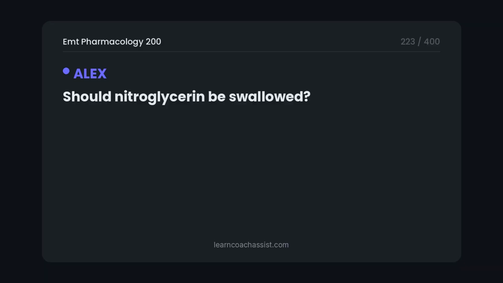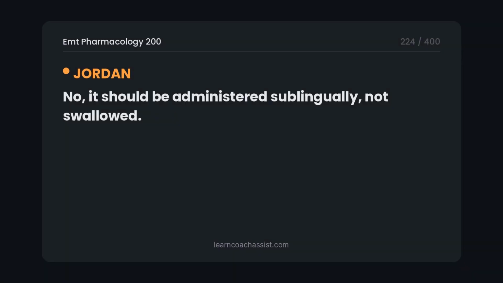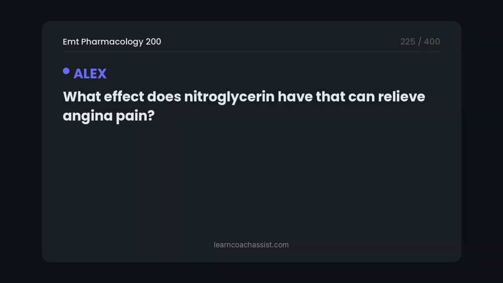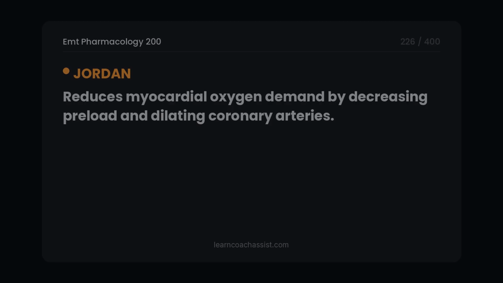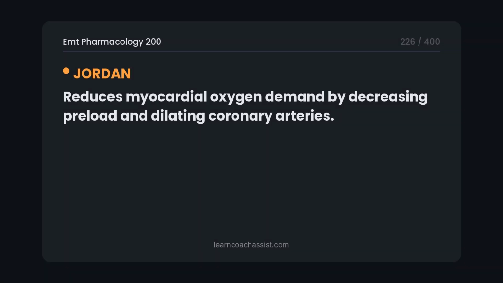Should nitroglycerin be swallowed? No, it should be administered sublingually, not swallowed. What effect does nitroglycerin have that can relieve angina pain? Reduces myocardial oxygen demand by decreasing preload and dilating coronary arteries.